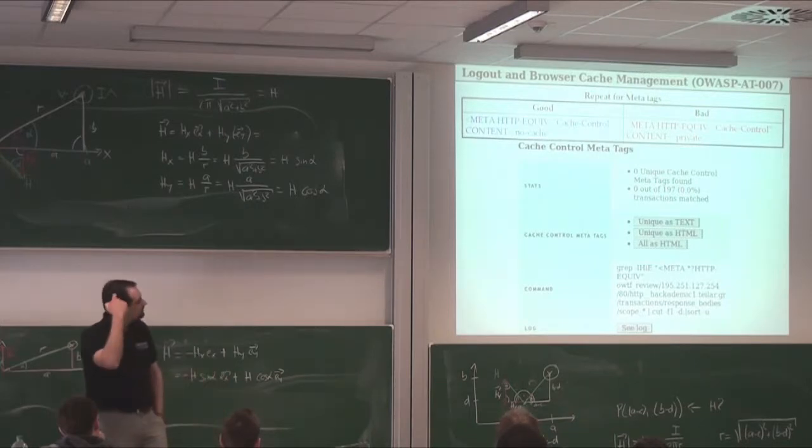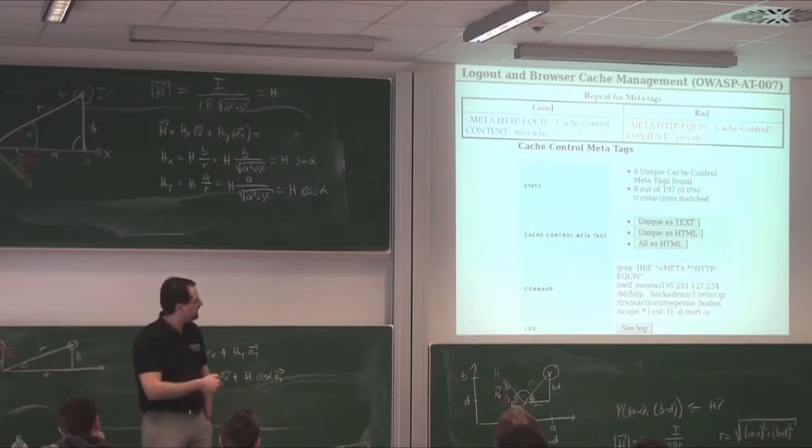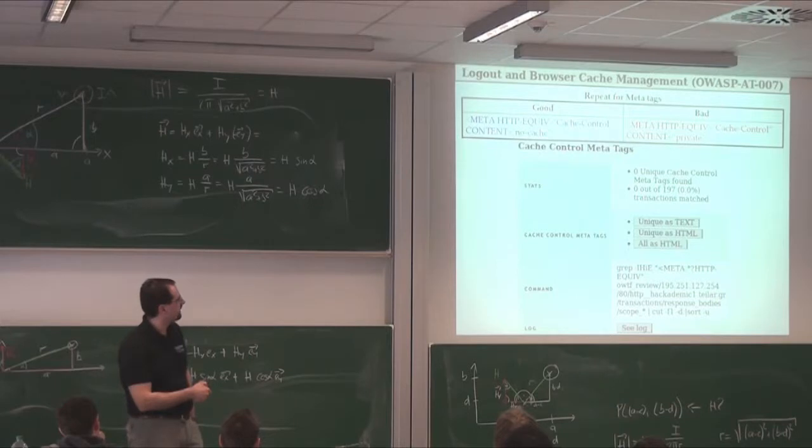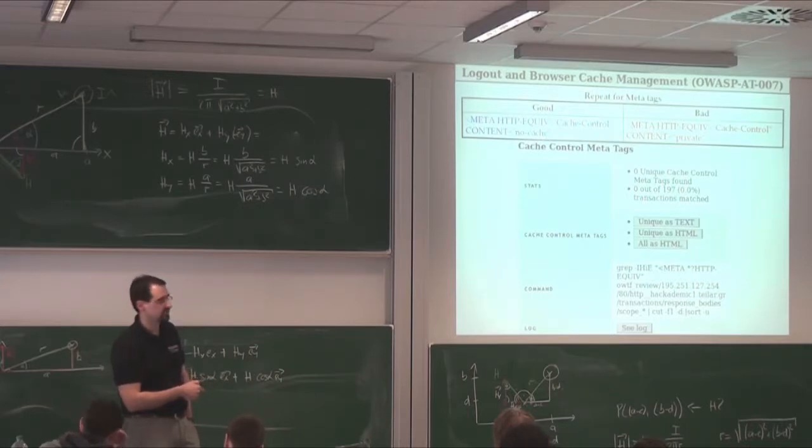Now, another thing to look for is meta tags. All this cache control can be done through HTTP headers, as we just saw, but you can also set it with meta tags. These are not HTTP headers. These are tags inside of the HTML body of the response. This works in the exact same fashion. So cache control, no cache is good. It's the same as before, but it's in the HTML body. So there's this search box for review, as we saw before.